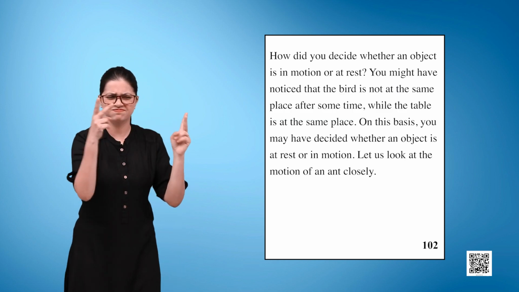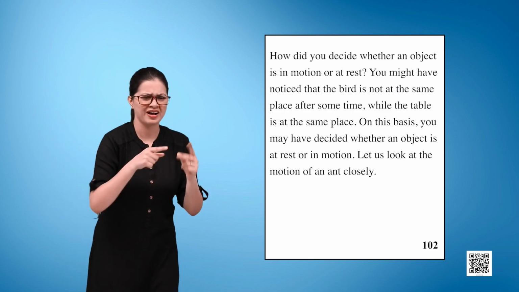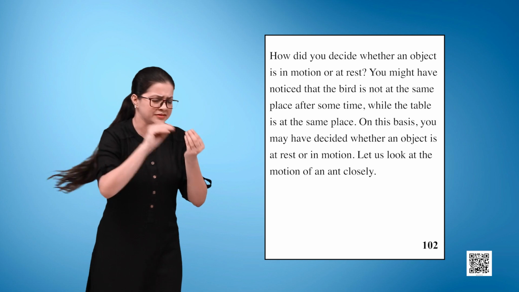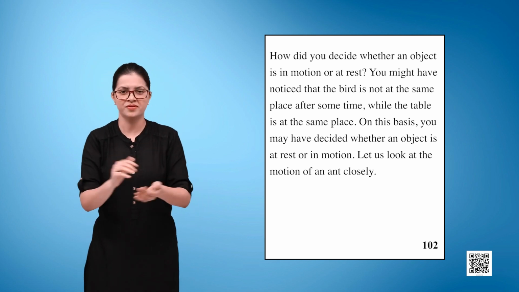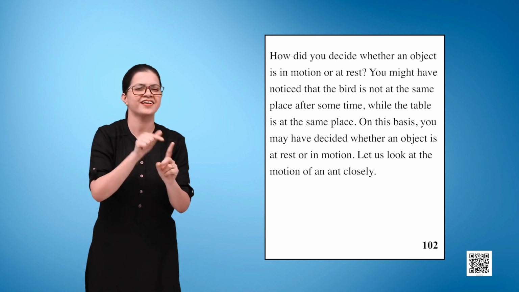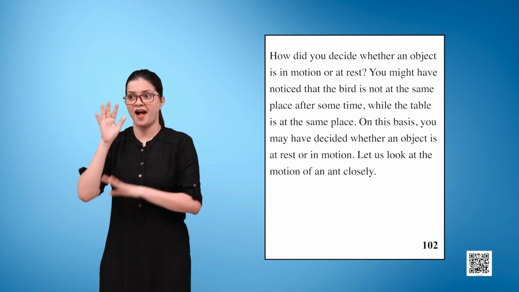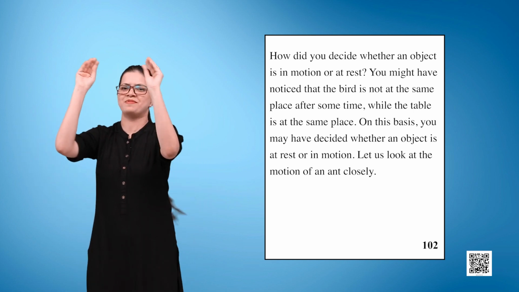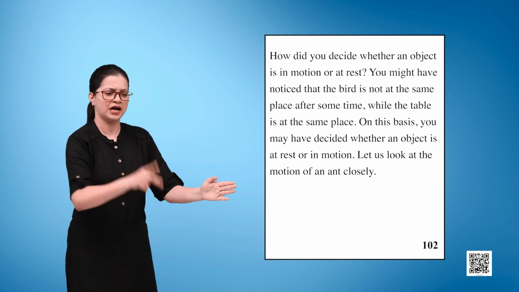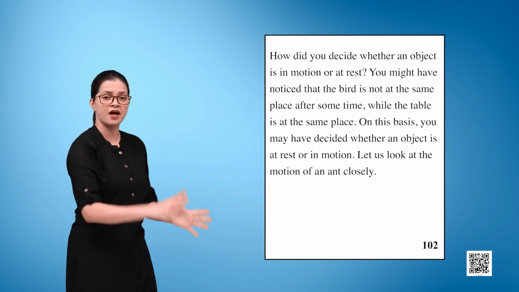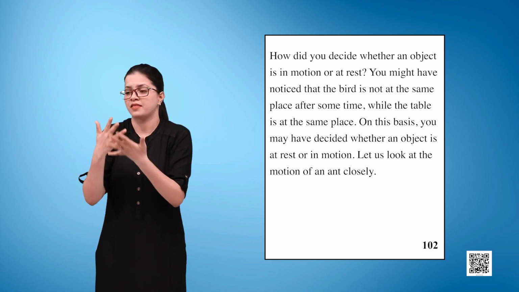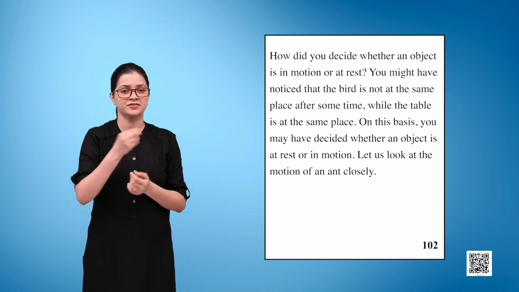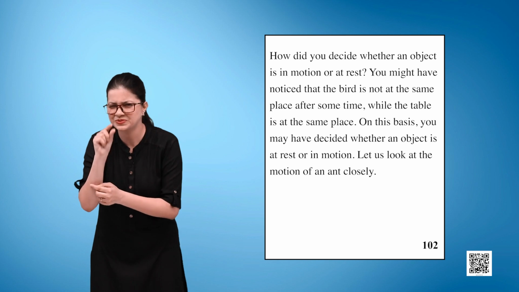How did you decide whether an object is in motion or at rest? You might have noticed that the bird is not at the same place after some time, while the table is at the same place. On this basis, you may have decided whether an object is at rest or in motion. Let us look at the motion of an ant closely.